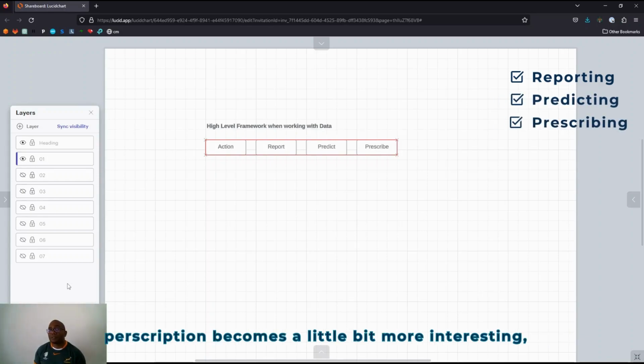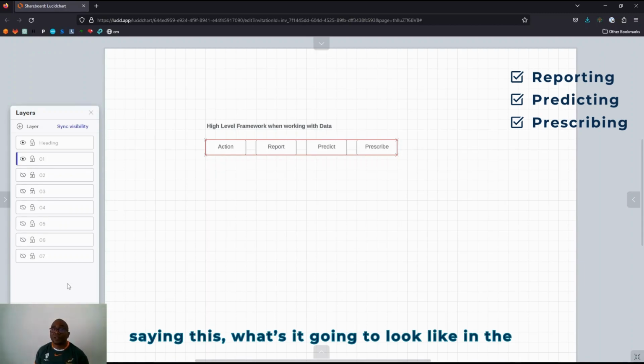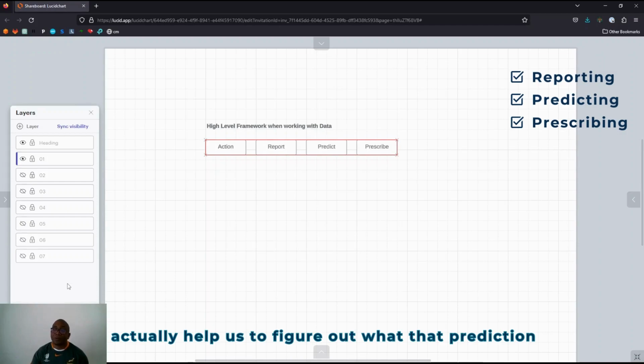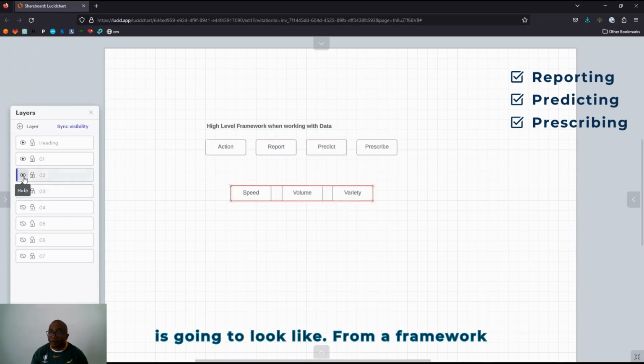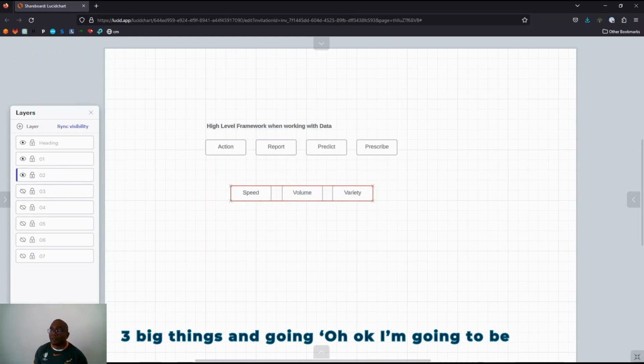Prediction and prescription becomes a little bit more interesting when we start putting together advanced algorithms to actually go, oh, since the data is saying this, what's it going to look like in the future, and putting together models that can actually help us to figure out what that prediction is going to look like. From a flavor perspective, you're generally going to be looking at 3 big things when going, oh, okay, I'm going to be actually reporting, predicting, and prescribing.